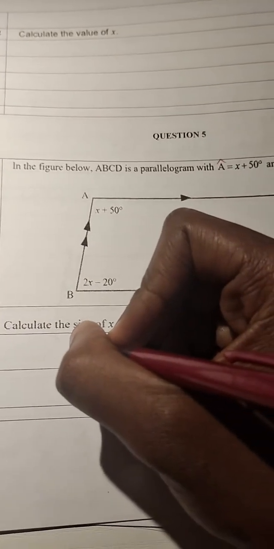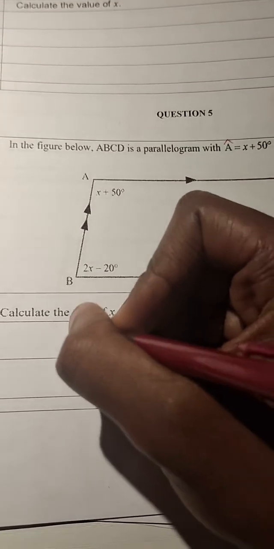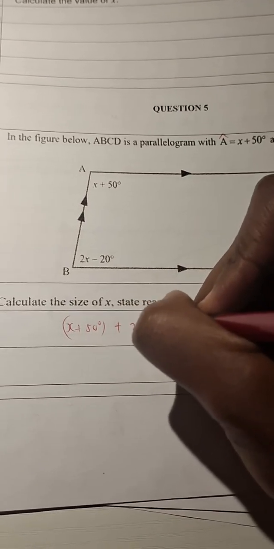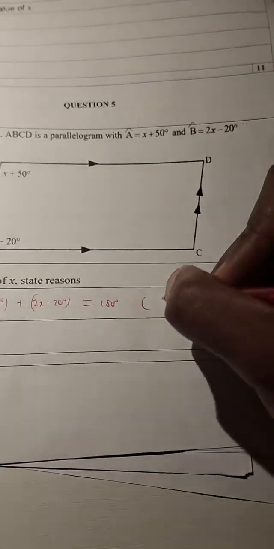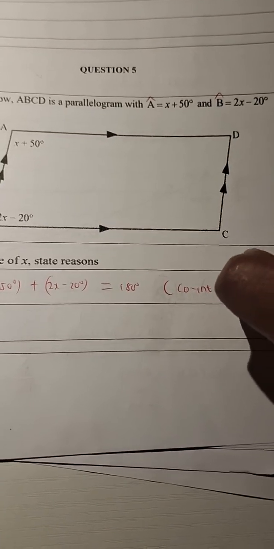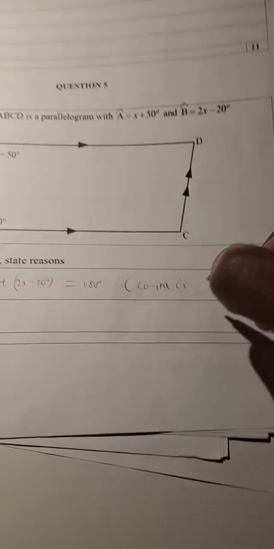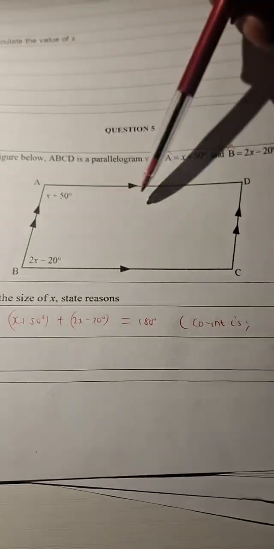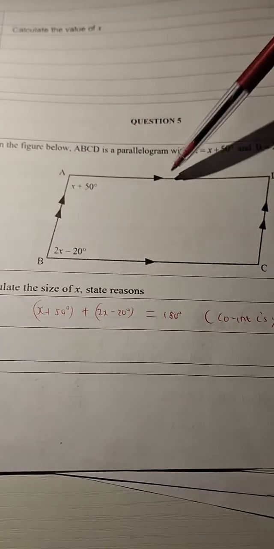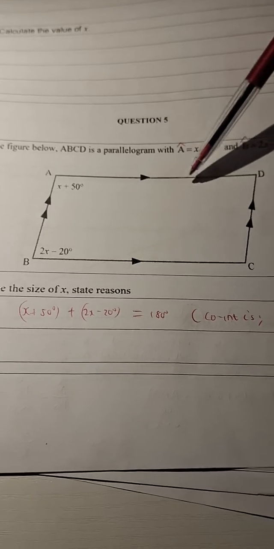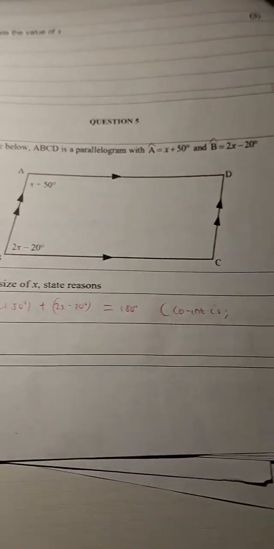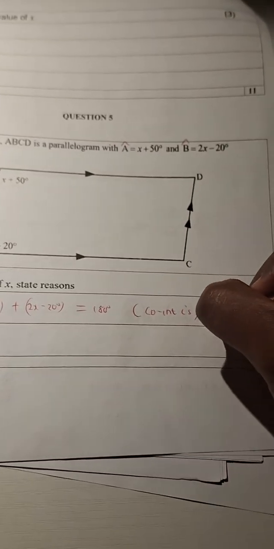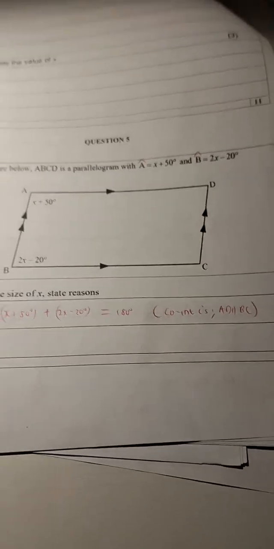Then our reason is important. So what we would have to do is say x plus 50 degrees plus 2x minus 20 degrees is equal to 180 degrees. Then please, your reason, guys, you must make sure that you write co-interior angles, but you must then state your parallel lines. Remember, the U shape is formed for the two angles. Where is the U coming from? The AD, the BC. So AD is parallel to BC. You must state the lines that are parallel. AD is parallel to BC.